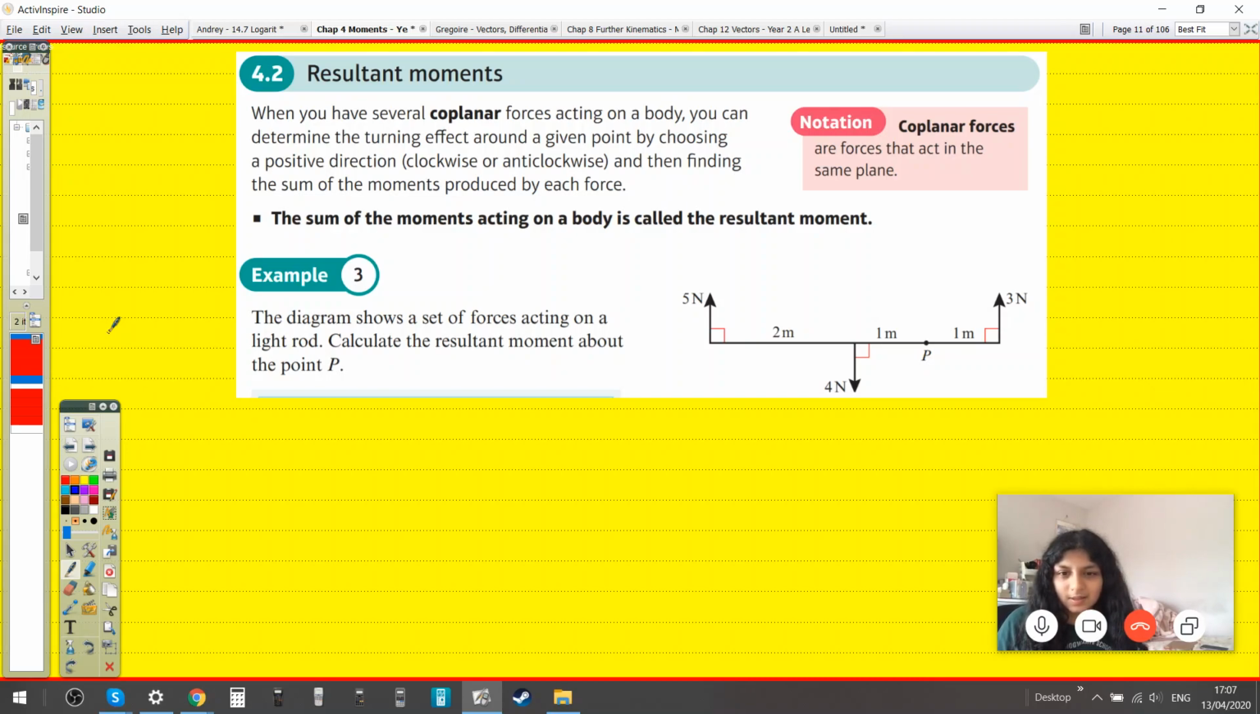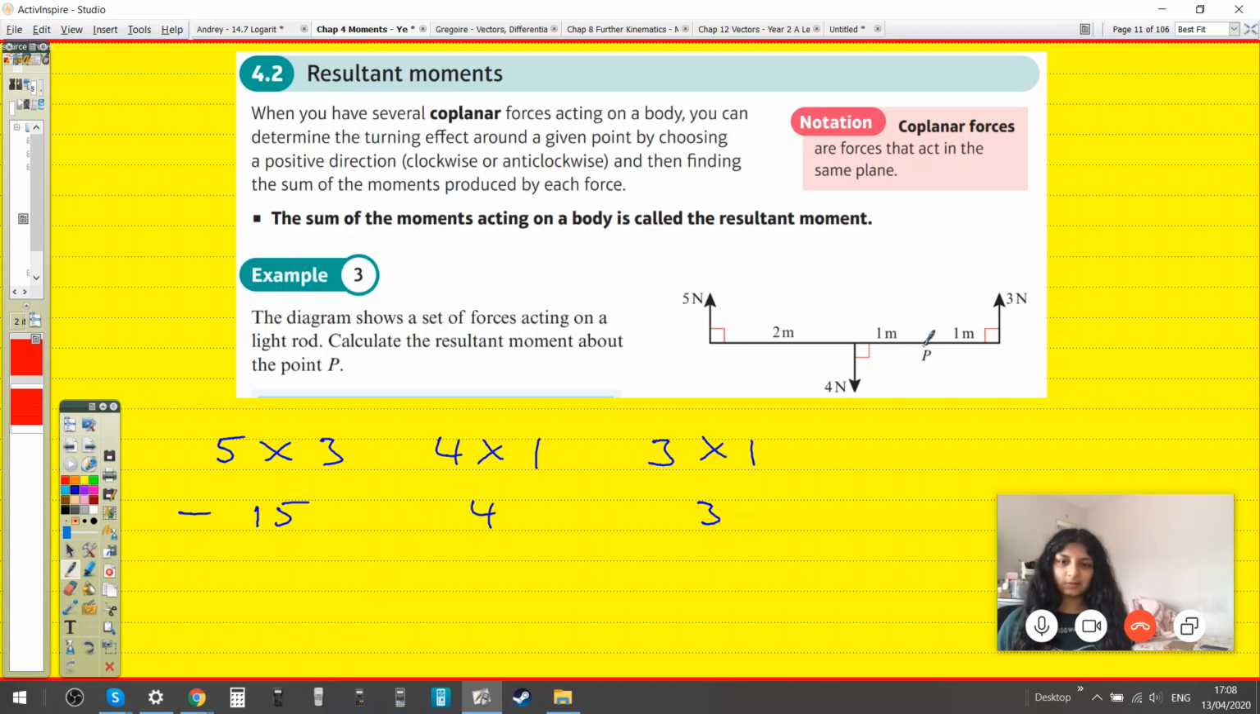So there's one force that's 5 times 3, which is 15 Newton meters. Then there's one that's 4 times 1, and 3 times 1 as well. I didn't write the directions. But the one that's 15 is clockwise, and how can you represent clockwise? Minus 15. And it's minus 4 as well.